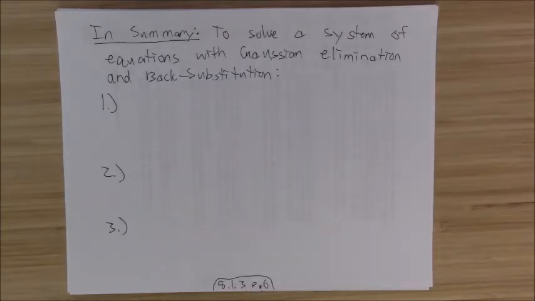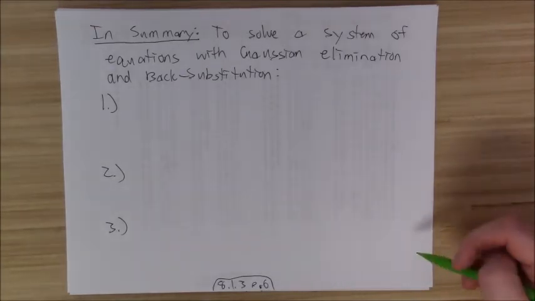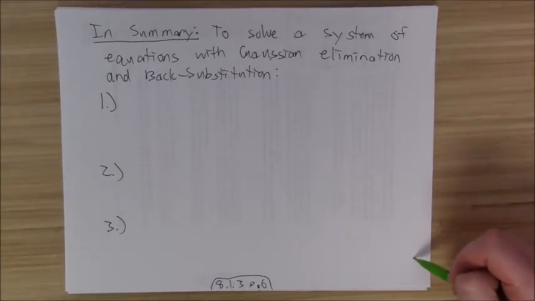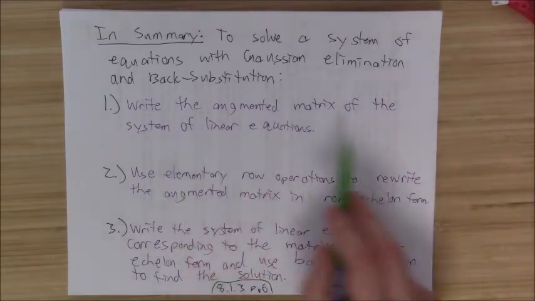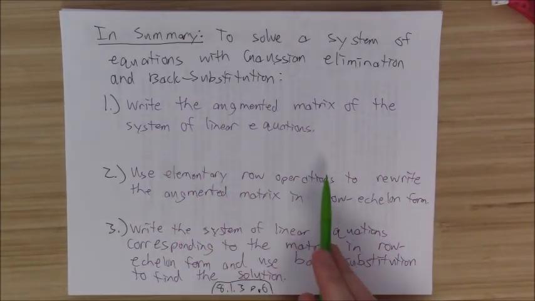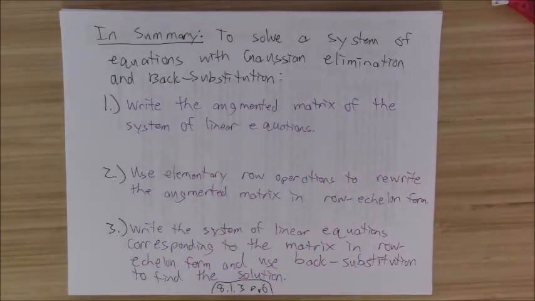So in summary, we have the following process that we use to solve a system of equations with Gaussian elimination and back substitution. First, we write the augmented matrix of the system of linear equations. Then we use elementary row operations to rewrite the augmented matrix in row echelon form. And then we write the system of linear equations corresponding to the matrix in row echelon form and use back substitution to find the solution.